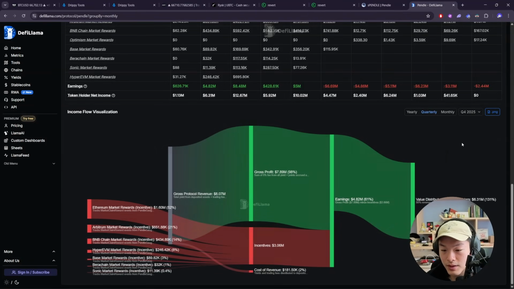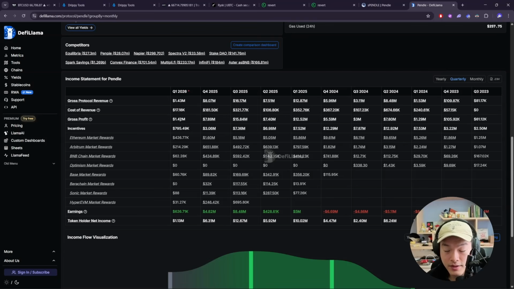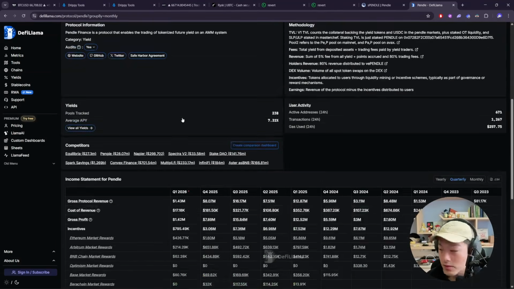And this chart is really nice again to just see where the earnings flow. And I do believe again that the earnings is outpacing the incentives. So that is actually quite good. Right now, it's just not as pretty for the gross profit, right?